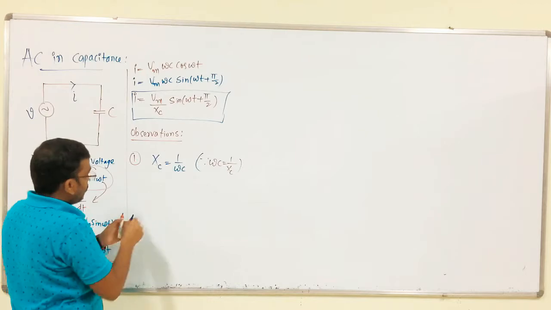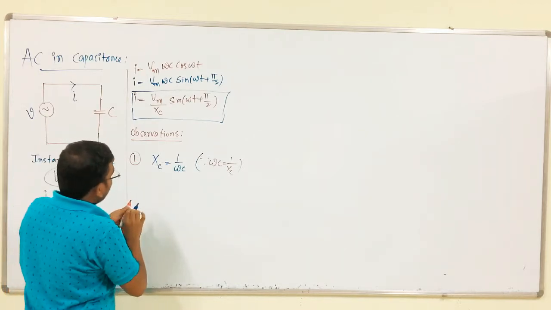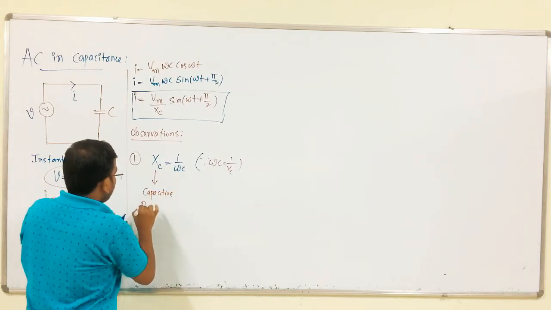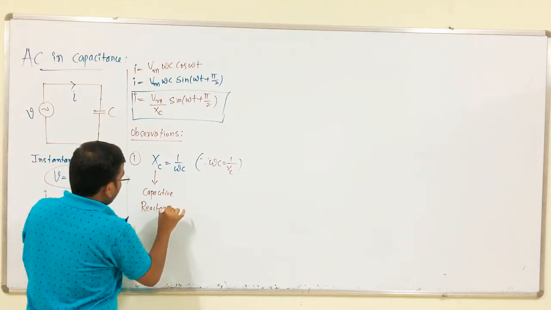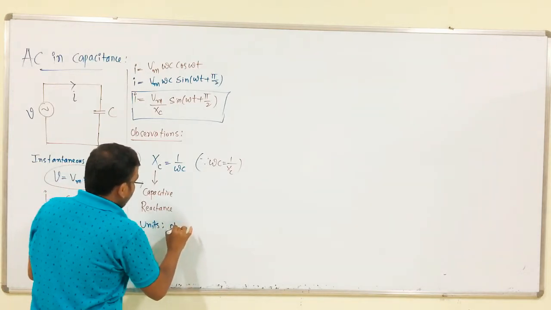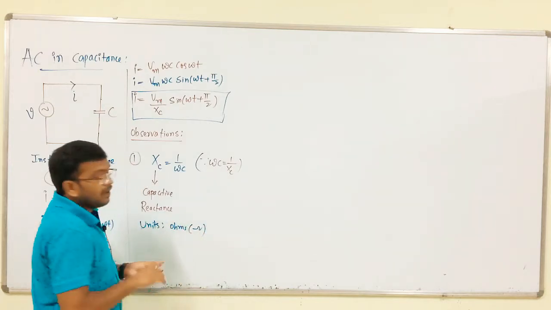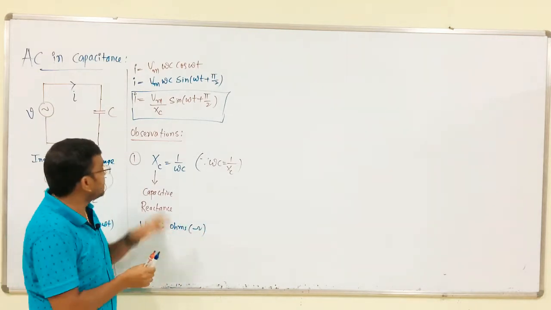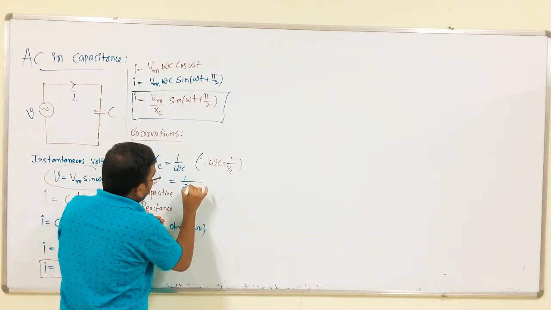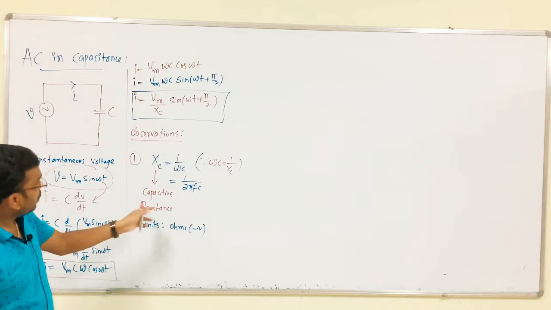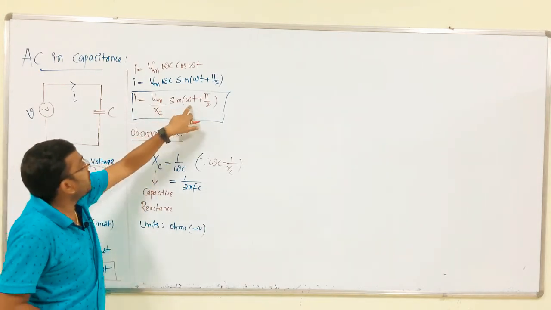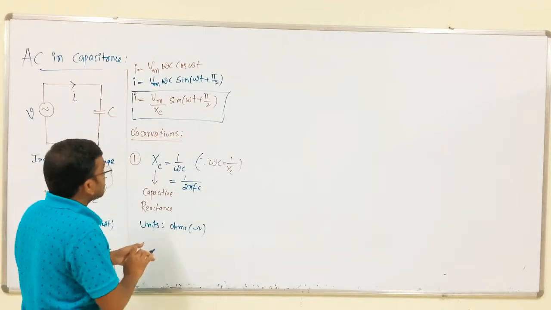From this, Xc = 1/ωC, which is nothing but the capacitive reactance. Units are ohms again, ohms, where XL = ωL, and here Xc = 1/ωC, which is equal to 1/(2πfC). This is the first observation: I = (Vm/Xc) sin(ωt + π/2). Okay, this is the first observation.